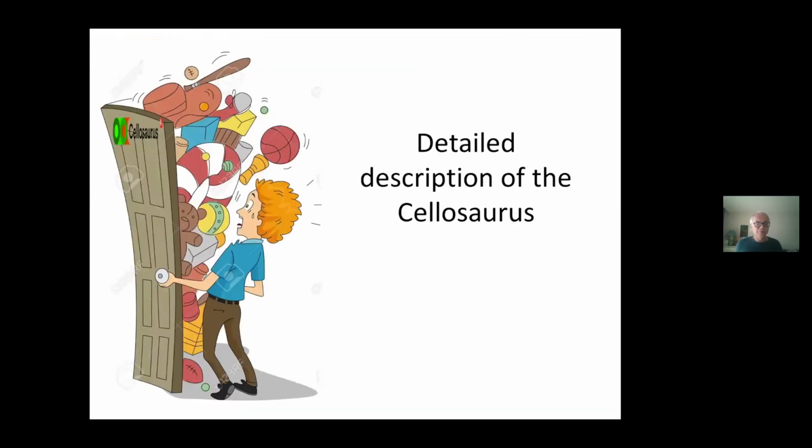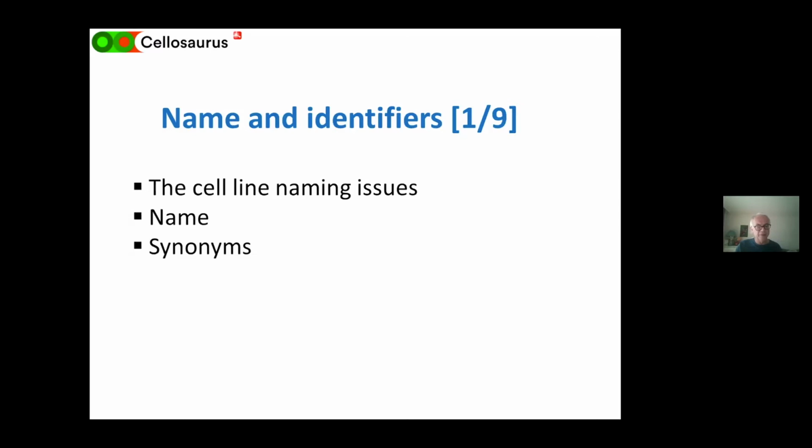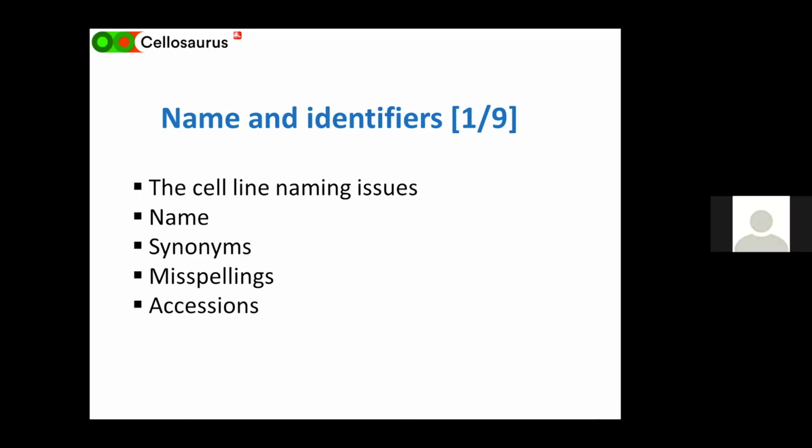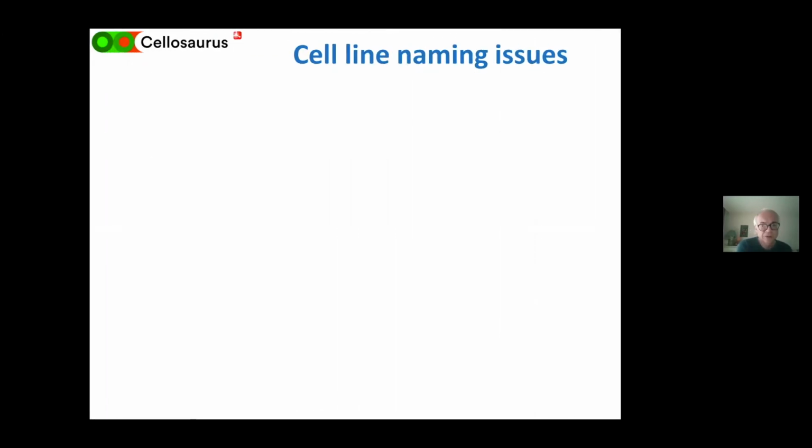Now, let's go to this detailed description of Cellosaurus, going through different subtopics. Let's start with the fact that a cell line needs a name. Now, as you will see, there are big naming issues about cell lines. So we will talk about the name, we'll talk about synonyms, misspellings, accessions, and we'll speak about this thing I just mentioned before, the resource identification initiatives. And so let's start with the naming issues.